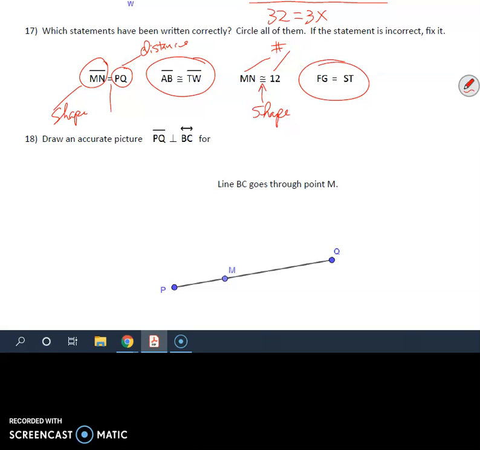And the last thing has to do with accurately drawing a perpendicular line named BC. Because it is perpendicular, there should be a right angle mark there. It's supposed to go through point M, so hopefully yours did.